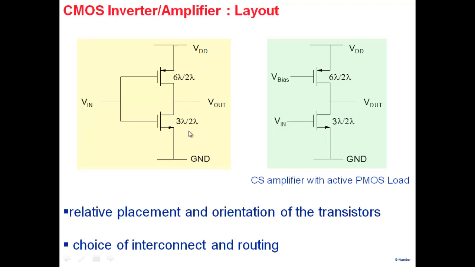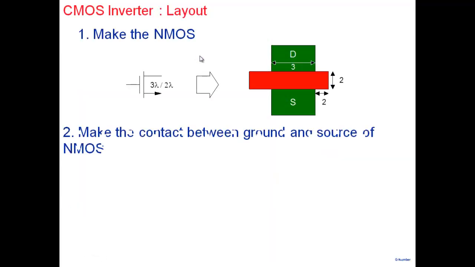And the body of the NMOS is also connected to ground. And the body of the PMOS is connected to VDD. So keep that picture in your mind while we are doing the layout. So make the contact between the ground and the source of the NMOS.